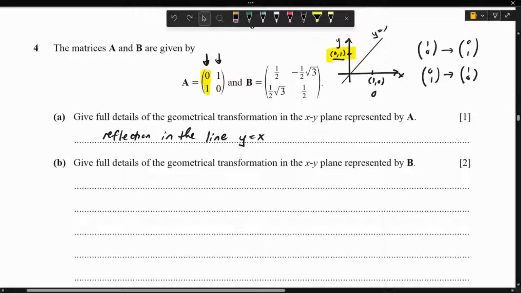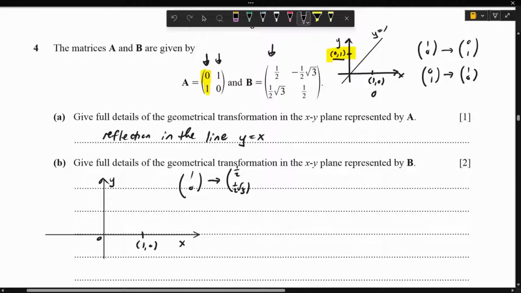On part B, they say, give full details of the geometrical transformation in the xy plane represented by B. Right, so for B, let me have a little sketch to see what's going on here. We have the x-axis and the y-axis, the origin here. If we take a point (1, 0), it is being transformed onto the point (half, half root 3). So maybe somewhere here.